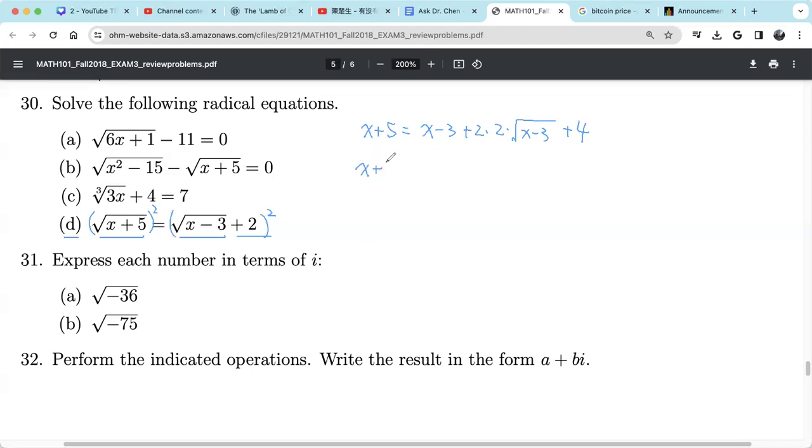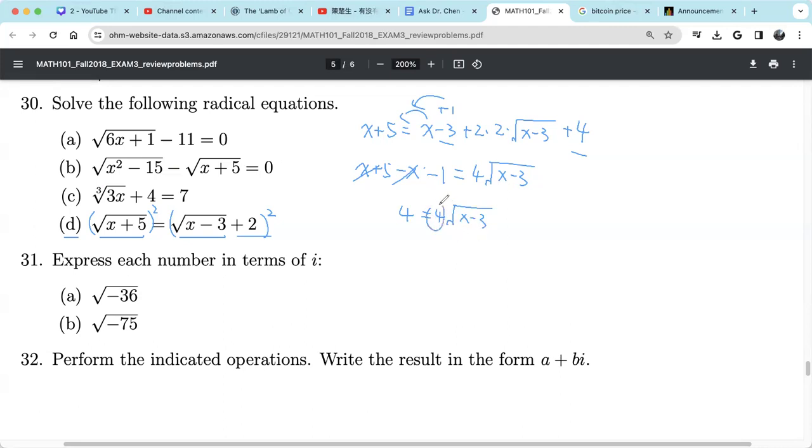So we have x plus 5 minus x, moving x to the other side. Negative 3 plus 4 is plus 1. We also move that to the other side, so it becomes minus 1. Minus x minus 1 equals 2 times 2, 4 radical x minus 3. So plus 5 minus 1. Well, x minus x is gone, becomes 0. 5 minus 1, that's 4. So I have 4 equals 4 radical x minus 3.